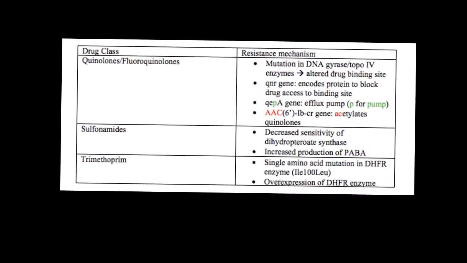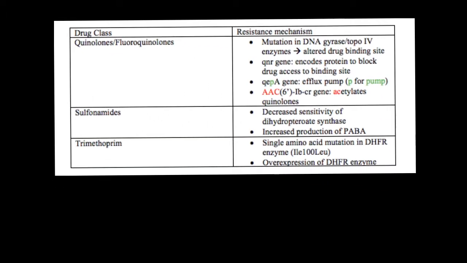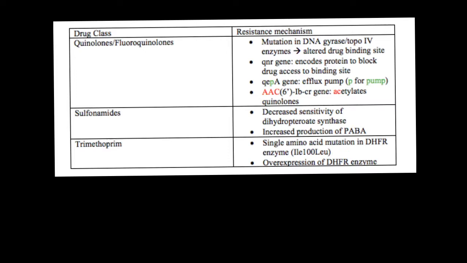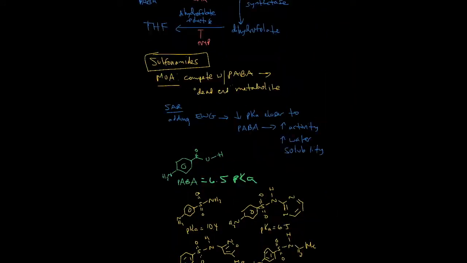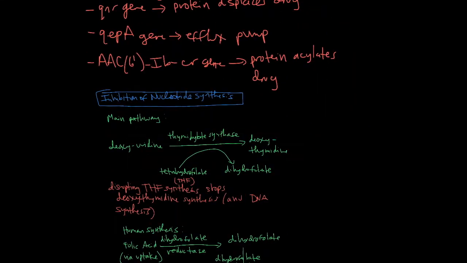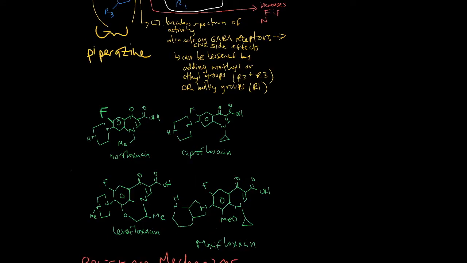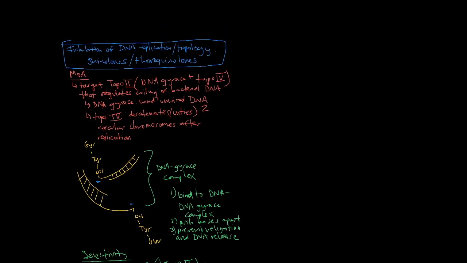So last thing, here's a table I made for the different resistance mechanisms for each of these drug classes I talked about in this video. Feel free to go over it yourself. Notice how I color-coded everything: green here, red here, you'll see why if you really look at it. Now let's review. I'm finally done, oh my gosh. Okay, from the top. Wow, this is longer than I thought.